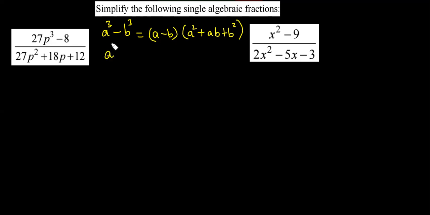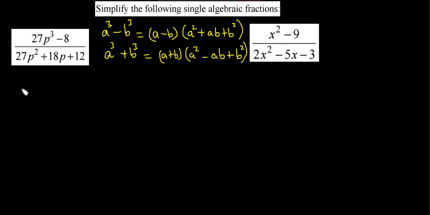If you are going to add them, a cubed plus b cubed, this is going to be equal to a plus b, okay? Then in brackets a squared minus ab plus b squared. So this expansion here, it doesn't matter what values you have. You need to find the cube root. If you look at this, the cube root of 27 is 3. Also, the cube root of p cubed is p. Then the cube root of 8 is actually 2.